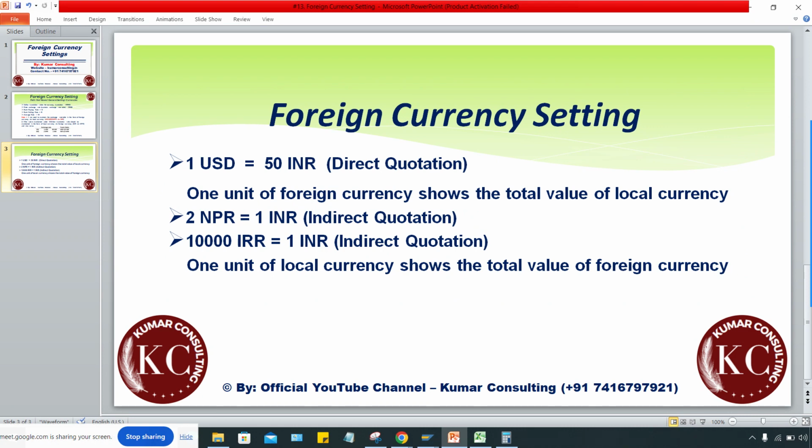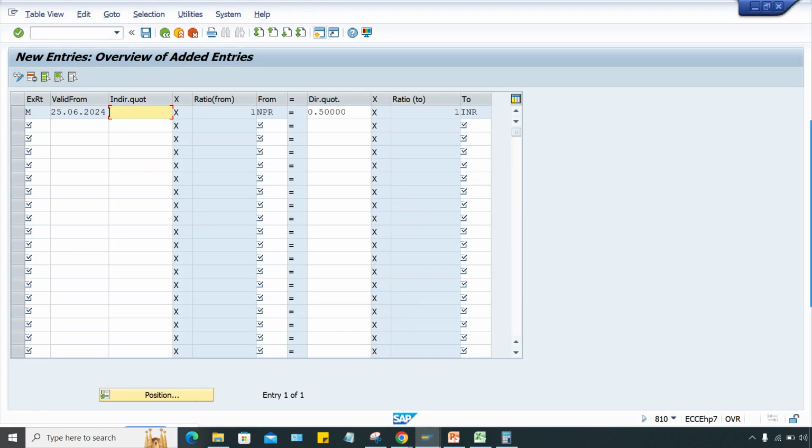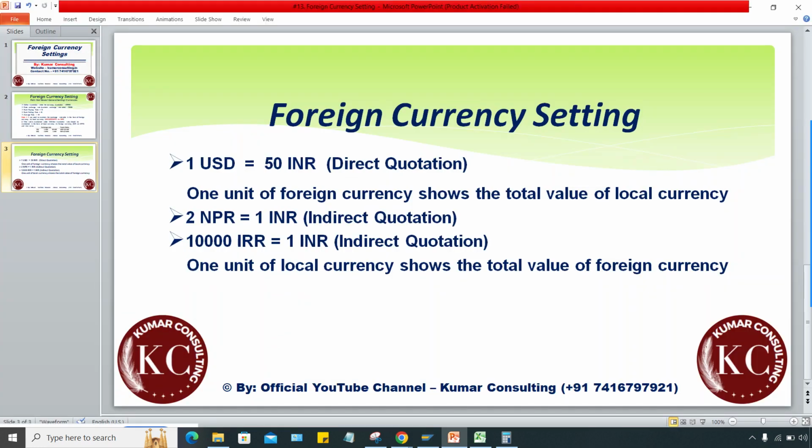In this way we are going to maintain it, but 1 USD equals to 50 INR. So here 50 will be specified under direct quotations, and here 1 INR equals to 2 NPR, 2 will be specified under indirect quotations. Here it is supposed to be specified, right? So this is the logic of direct quotations and indirect quotation, guys. That's all in this session, and that's all for today.